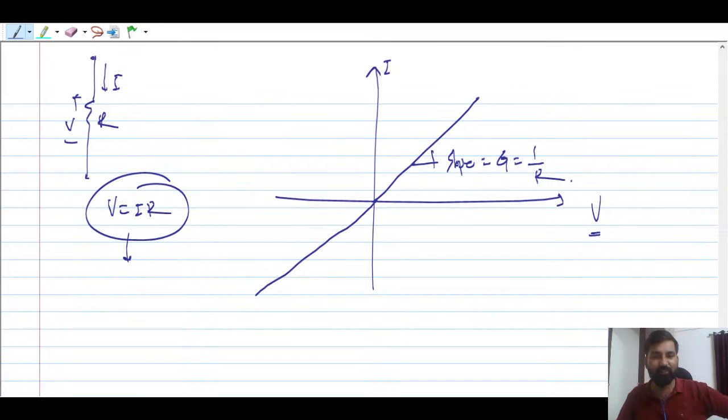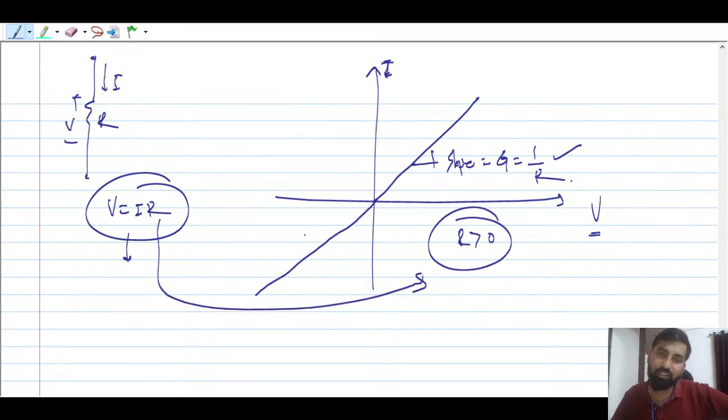So the slope of I versus V is going to give you the conductance, and the reciprocal of that is going to be the resistance. Keep remembering this again and again. And this resistance should always be greater than 0. This should always be positive, and only then you will get such a straight line where the slope is increasing. I hope this makes sense, right?